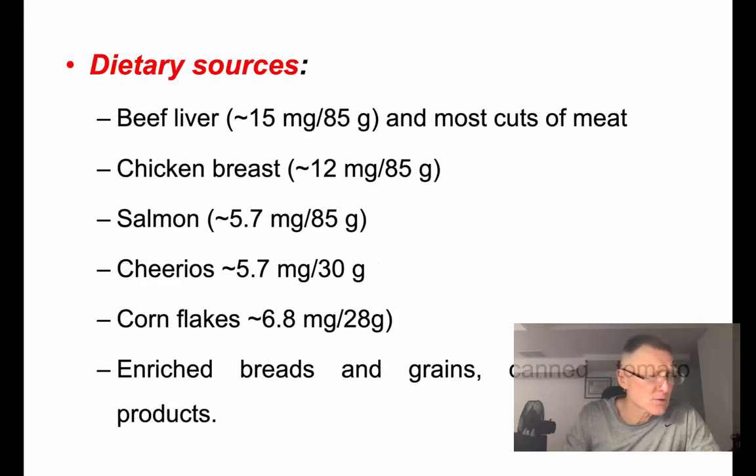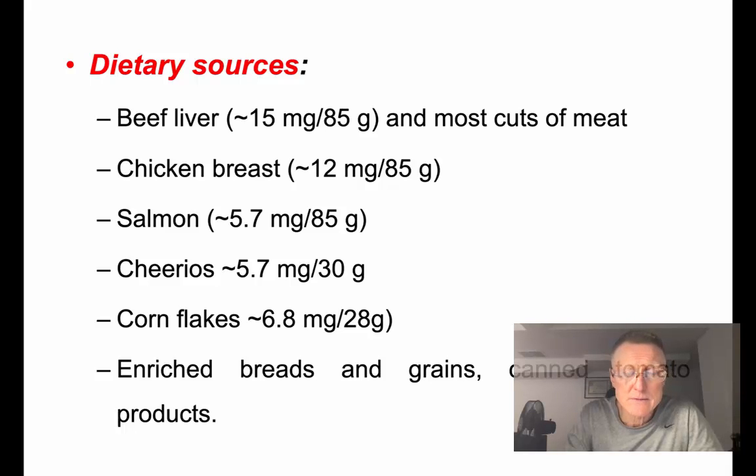So what are the dietary sources of niacin? Liver, beef liver, has approximately 15 milligrams in 85 grams, so you pretty much get the entire amount that we require in a day if you eat one serving of liver, in this case 85 grams. Most cuts of meat are rich in niacin. Chicken breast gives approximately 12 milligrams in 85 grams. Salmon, 5.7. You can also get it in processed foods that are enriched with vitamins, and niacin is one of them.